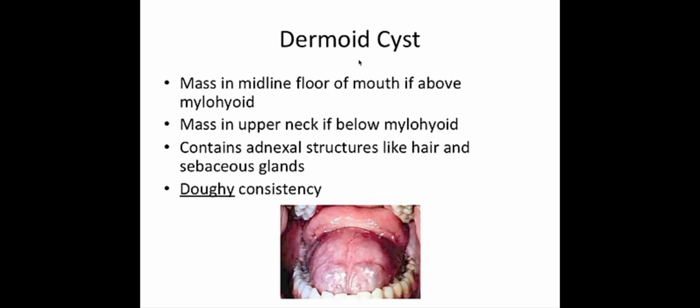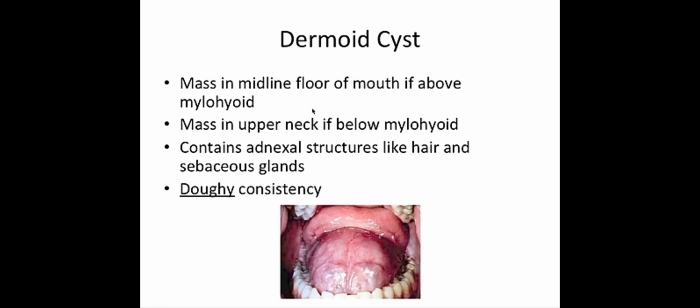Next, we have a dermoid cyst, and this is a mass in the midline, and it can be either intraoral or extraoral. It depends on the location where the cyst originates. So if it originates above the mylohyoid muscle, it presents in the floor of the mouth, like seen here. If it develops below the mylohyoid, then it would be yet another mass in the upper neck.